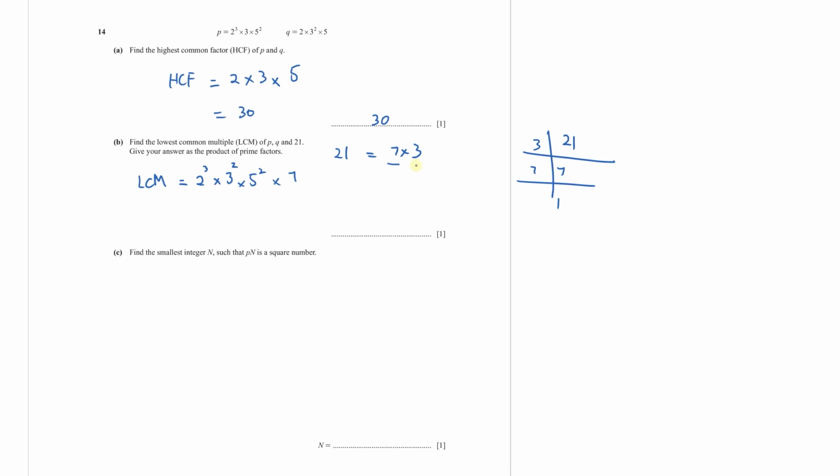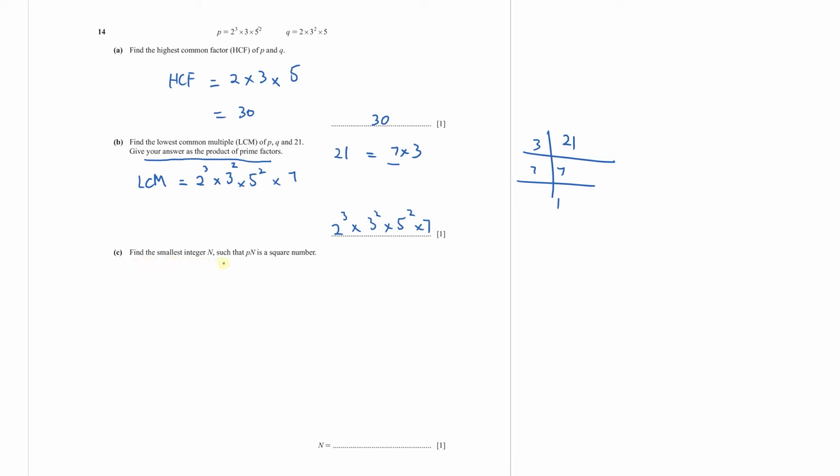So 2, 3, 5, 7, these were the prime factors, and we have taken their highest powers that were present in the factorization of P, Q, and 21. So you had 2 power 3 as the highest power of 2 between the 3. 3 power 2 was the highest power, 5 power 2 was the highest power, and 7 power 1 was the highest power. So you don't have to actually calculate this product because the question asks for the answer as a product of prime factors. So you can simply write the product as it is. So this is 2 power 3 into 3 squared into 5 squared into 7. So this will be the LCM for P, Q, and 21.